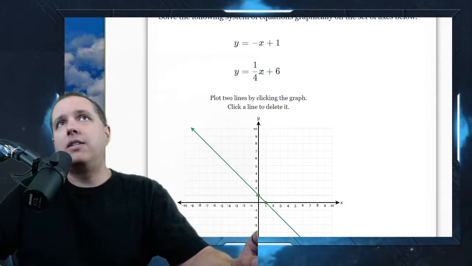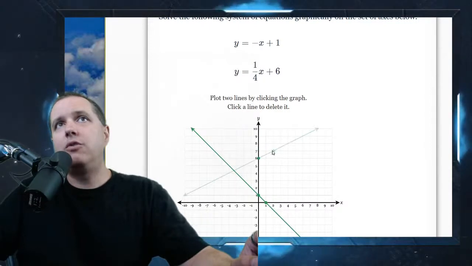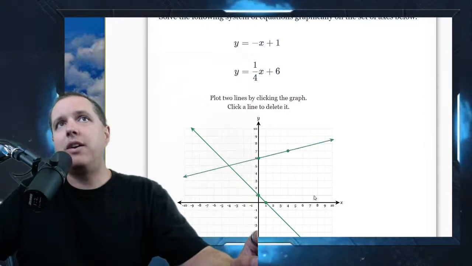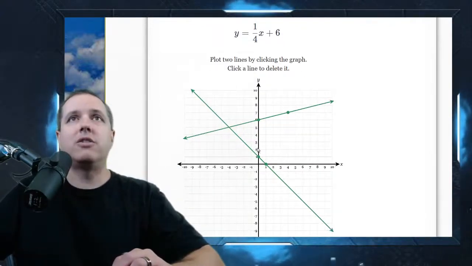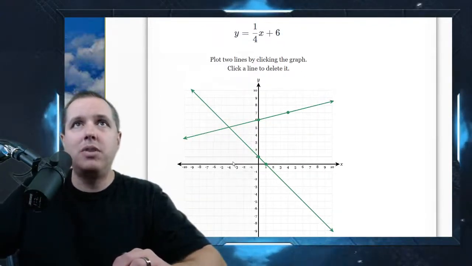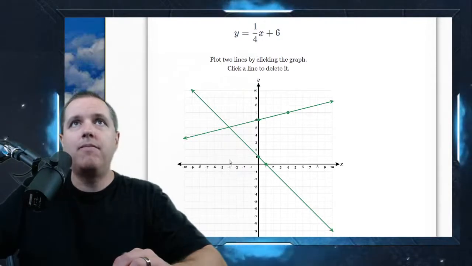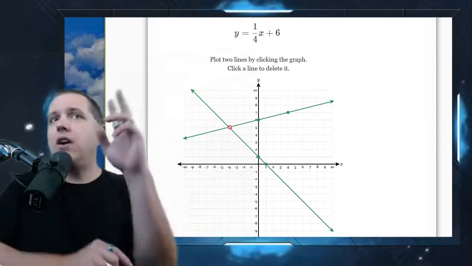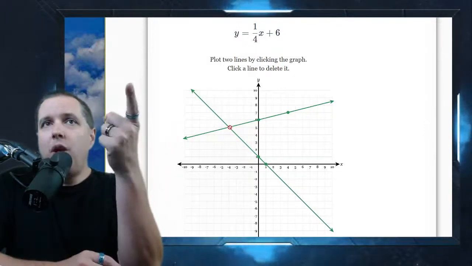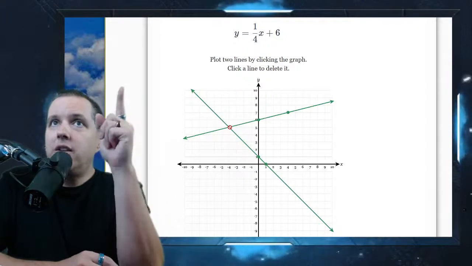If I plug in 0 for x, I get y equals 6. So my intercept is (0, 6). And my slope says what? I'm going to go up 1 over 4. So I go up 1, over 1, 2, 3, 4. Put that dot there. And now I'm looking for the point of intersection. My point of intersection appears to be (-4, 5). Now, they want a certain way of submitting the answer on Delta Math.